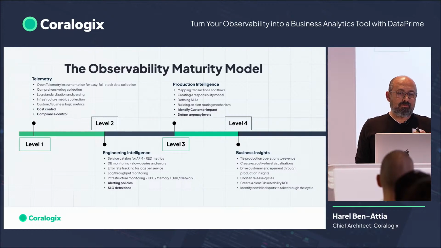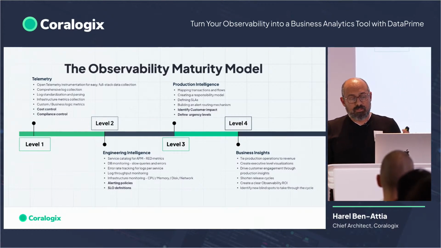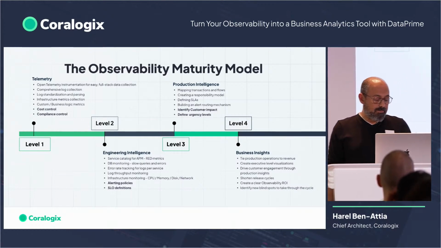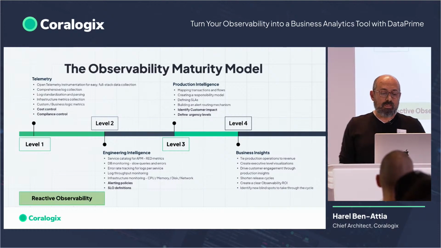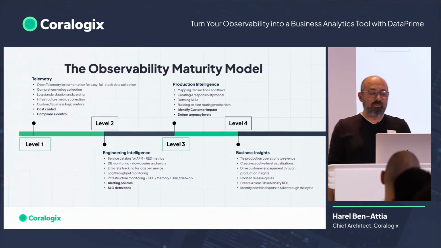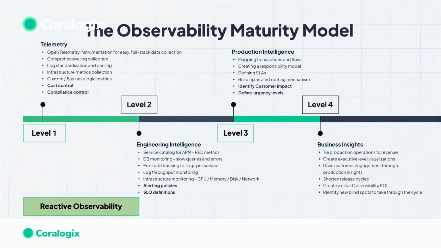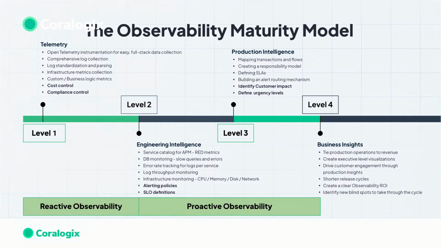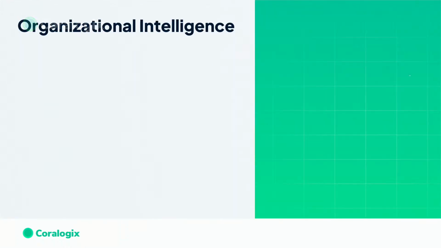So I'm not sure if all of you or some of you have seen the Coralogix observability maturity model. There are a lot of additional details there. I don't want to go into them, but when we're mapping, reactive observability is level 1, proactive observability is levels 2 and 3, and reaching level 4 with business insights is creative observability. That's the relationship of this part to the Coralogix vision.